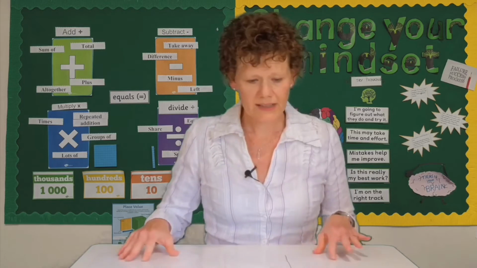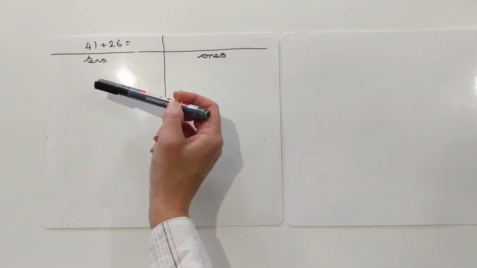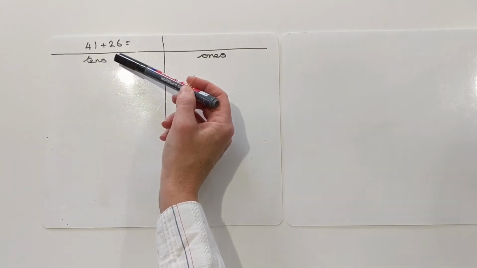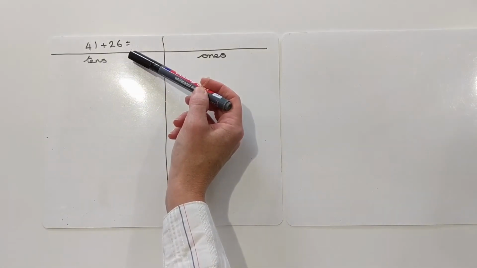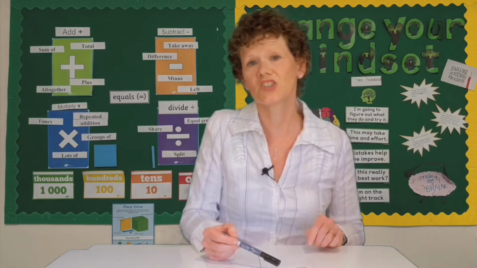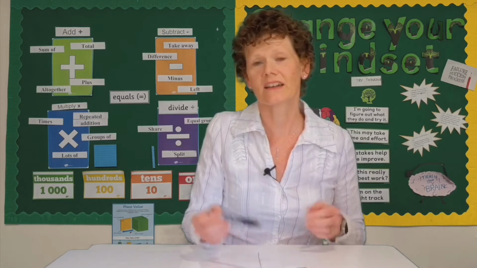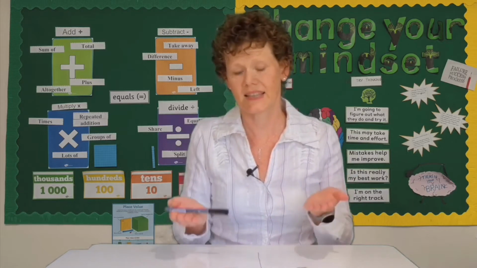I've got my calculation written down here already. I'm going to start with 41 add 26 equals. I might also say 41 add 26 is the same as, and I interchange between equals and is the same as so that the children get that idea of it being a balancing.